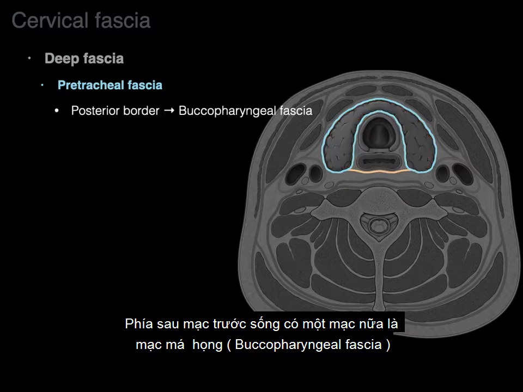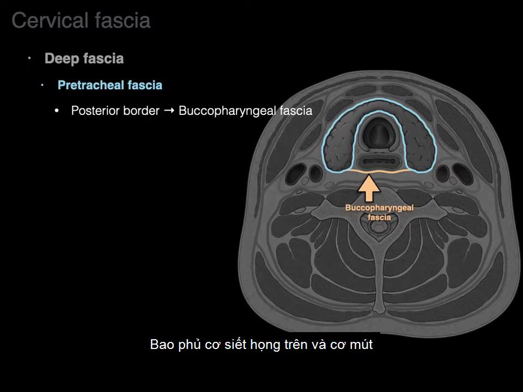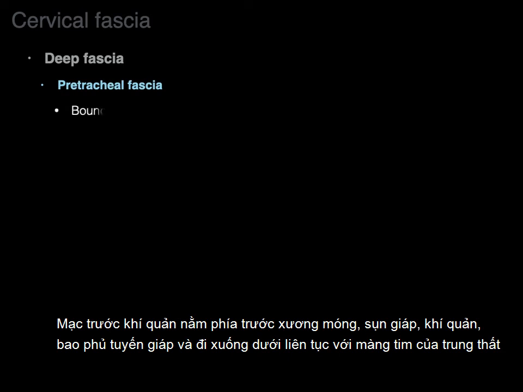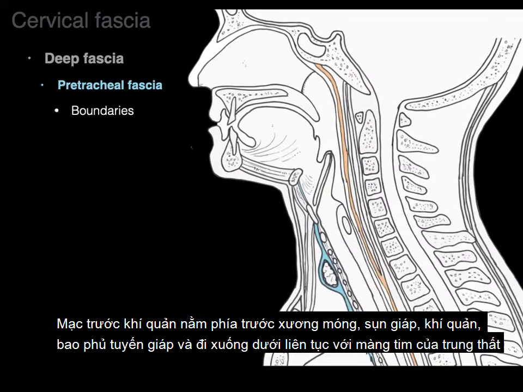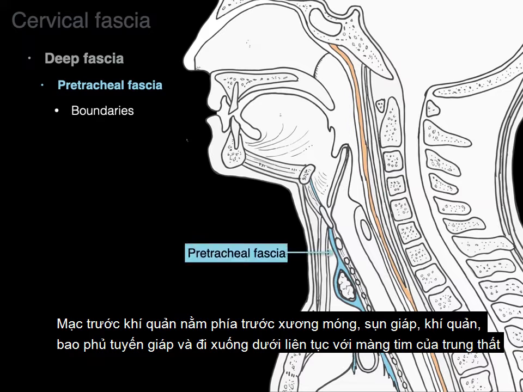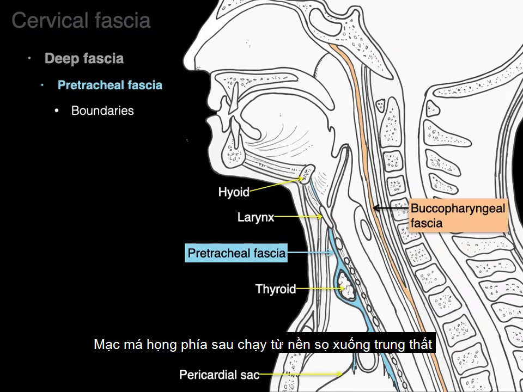The pretracheal fascia has a specific name to the back. The posterior border is called the buccopharyngeal fascia, which is all along there in that tan color because that fascia envelops the buccinator and the pharyngeal constrictor muscles. The boundaries for the pretracheal fascia are as follows. See there is our pretracheal fascia along the front. It's the hyoid and thyroid laryngeal cartilages, and it envelops the thyroid gland and fuses into the pericardial sac. Posteriorly, there's the buccopharyngeal fascia. It courses from the skull all the way down into the mediastinum.